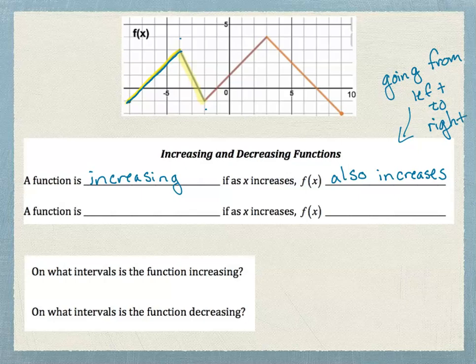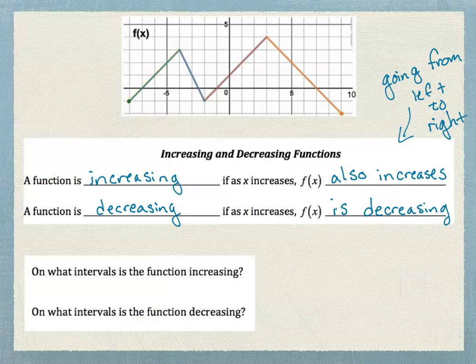A function is decreasing if, as x increases, as x gets bigger, the function values are going down like this. So f of x is decreasing.